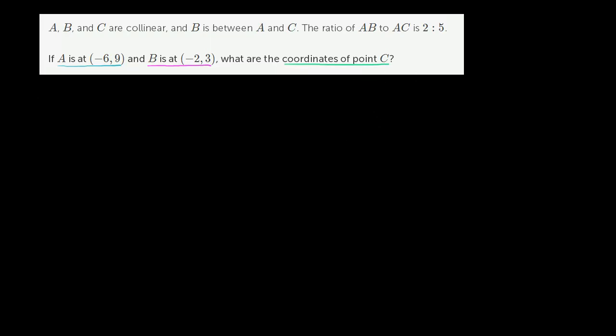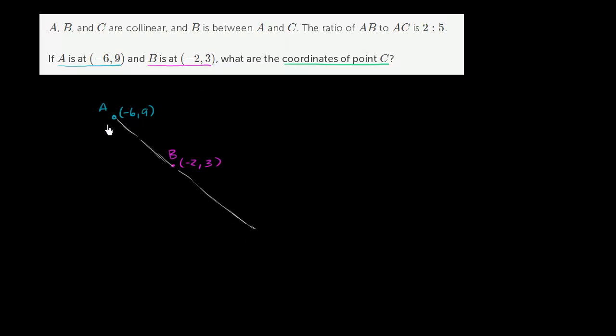So let's try to visualize this. A is at (-6, 9). B is less negative in the horizontal direction, and it's lower in the vertical direction. So maybe we could put B right over here. B is at the point (-2, 3). And C is going to be collinear, so we're going to go along the same line. So let me draw that line right now.